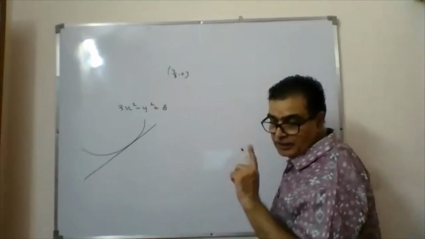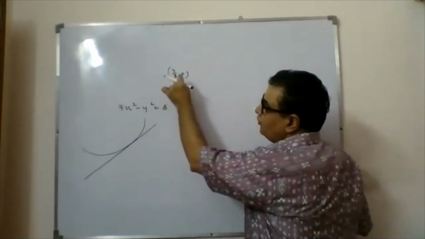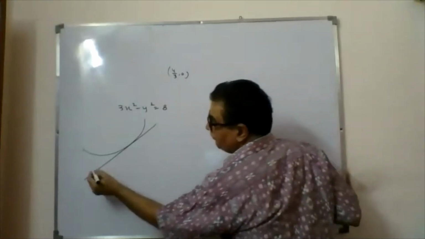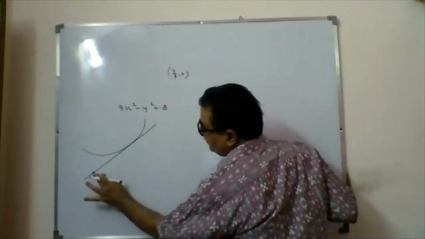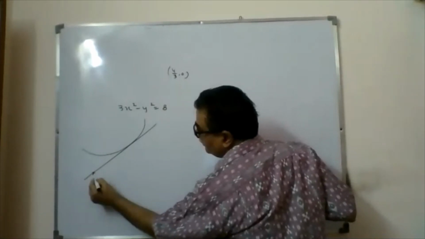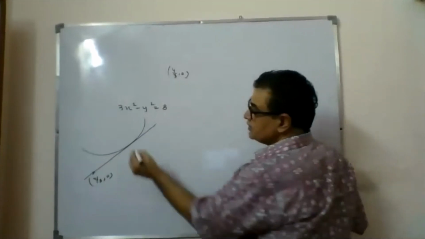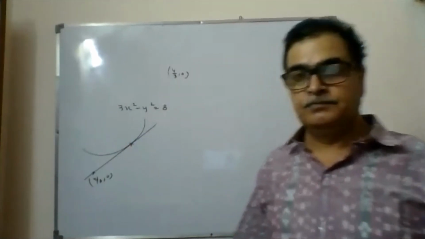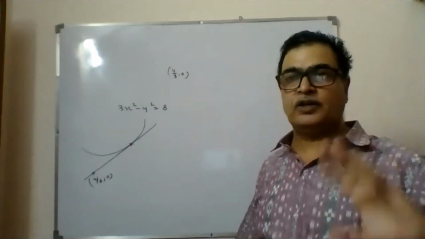One thing should be clear in this question. It never says to find the equation of tangent at this point. It says that the tangent passes through this point. 4 by 3 comma 0 is the point from where the tangent passes. So the contact point is not with us. So this is an entirely different question.